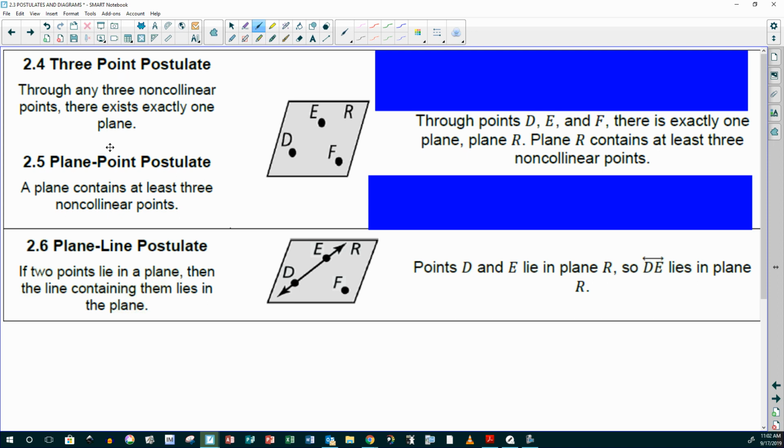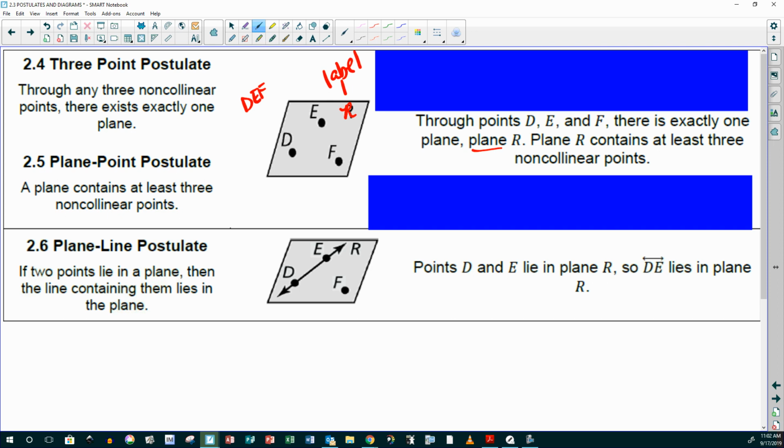The 3-point postulate and the plane point postulate are kind of like postulates 1 and 2. They reverse each other. If you have any 3 non-collinear points, then you're going to have a plane. So you have points D, E, and F. Since they're not all on the same line, that means there's a plane. Keep in mind, this should have been one of those fancy letters, because this is just your label. We can call this plane R, or we can call this plane DEF.